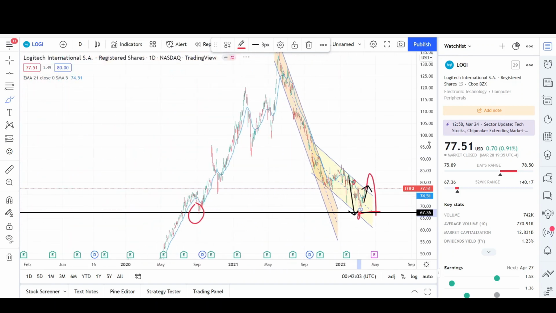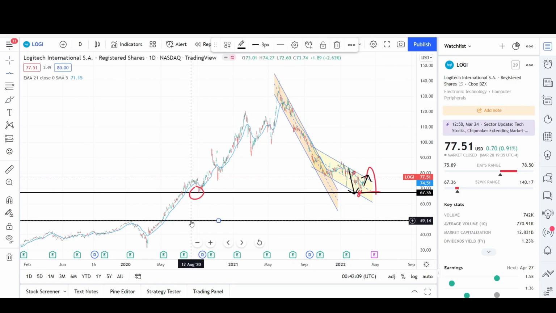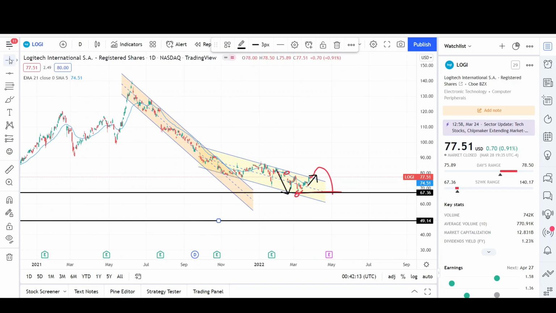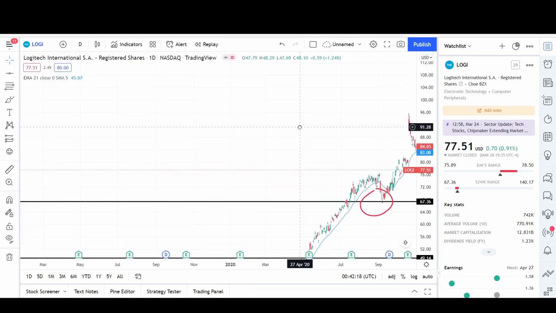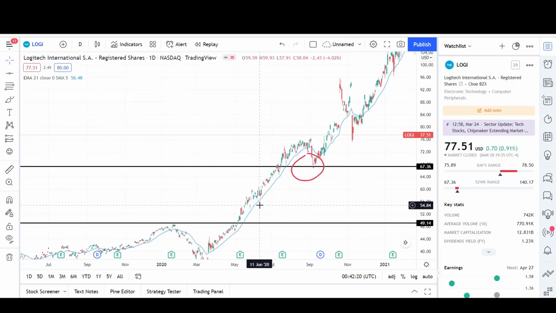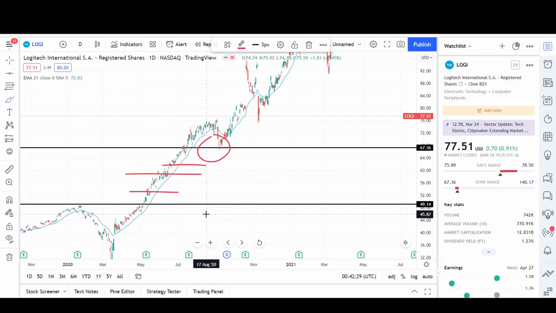However, if we don't find some type of support at that $67 level, I can see prices break down to reach the $50 level, the $49 or the $50 level. Because if I zoom in on the chart, you can see the lack of any support built between these two price levels at the $50 level and the $67. It's just a straight up move, so prices can easily come back down the same way as it went up.